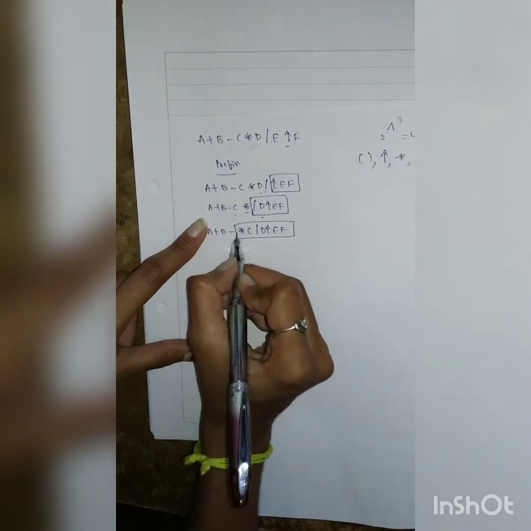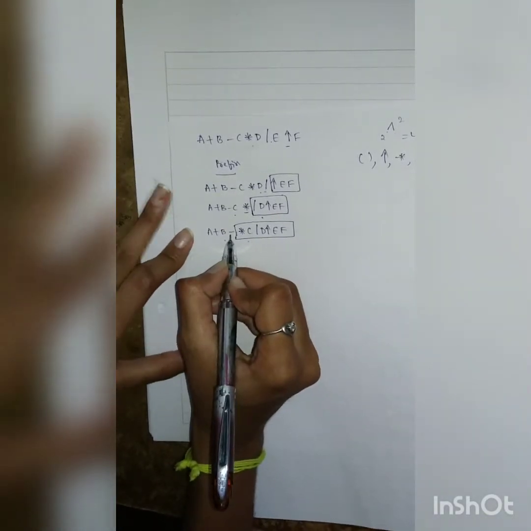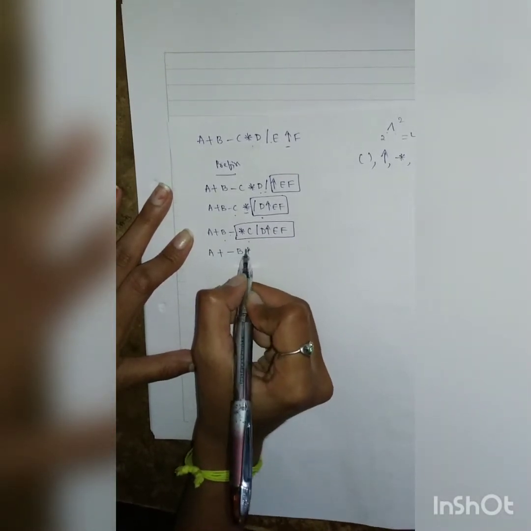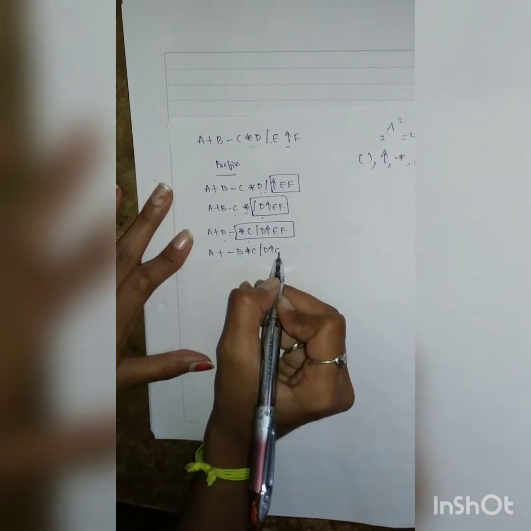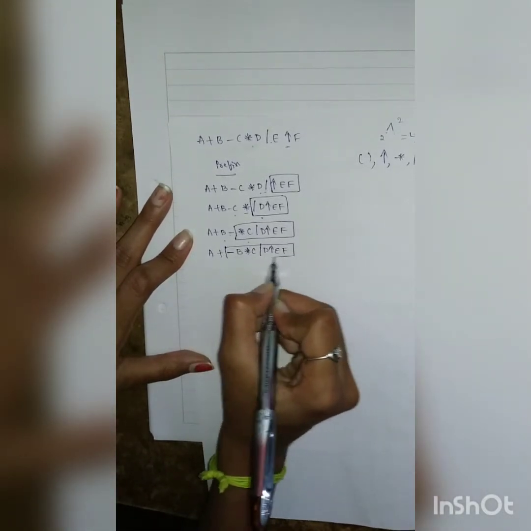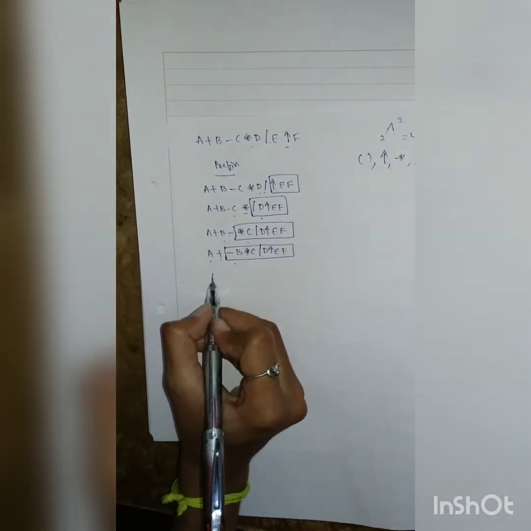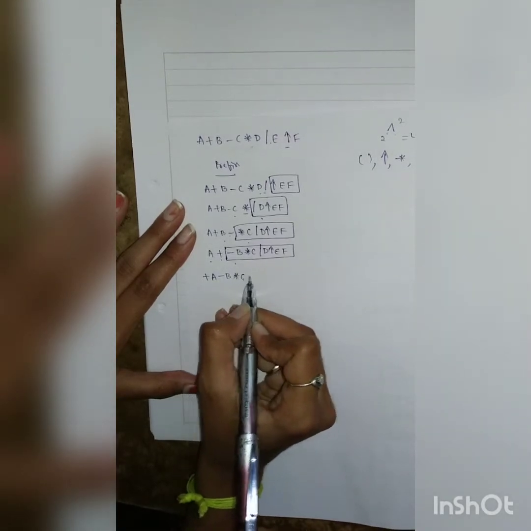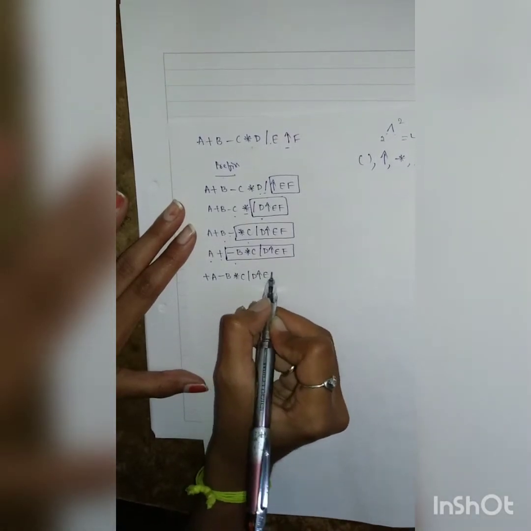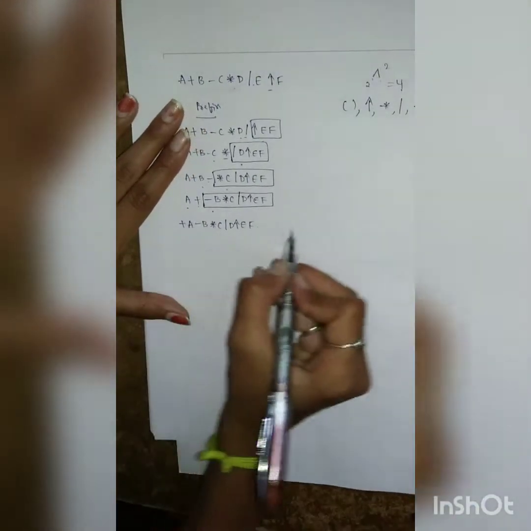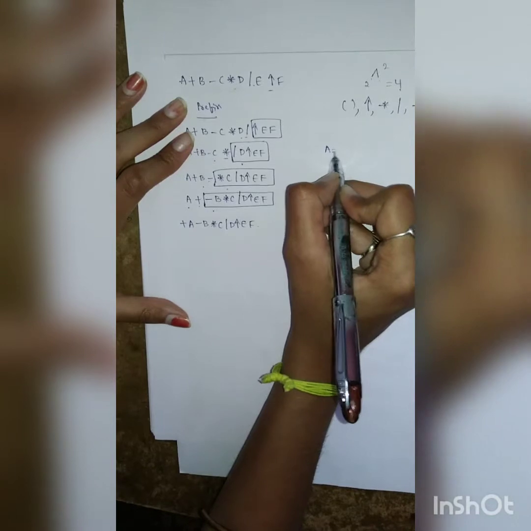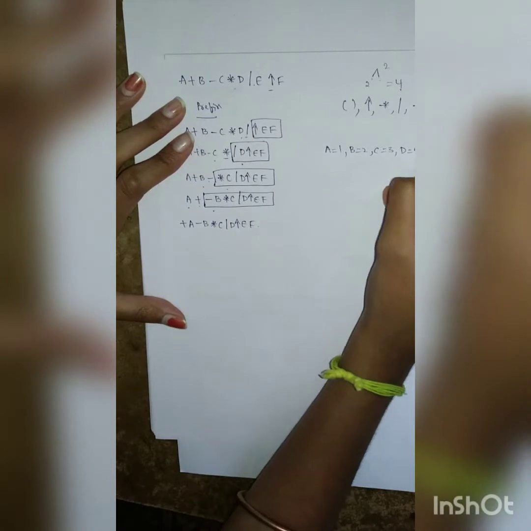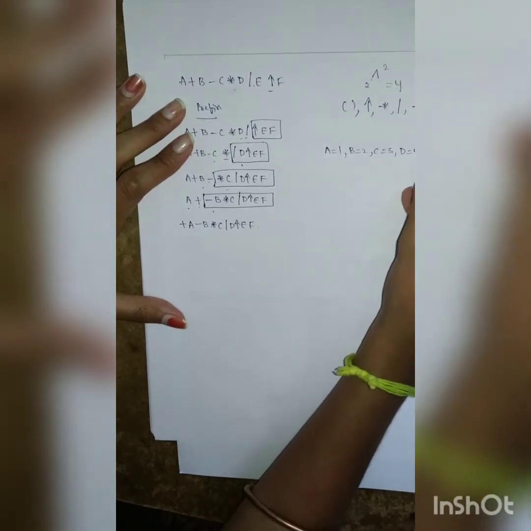Now the expression looks like this. In between minus is there. So A plus, minus coming before B star C slash D arrow E F. It looks like this, and plus is in between, so plus A minus B star C slash D arrow E F. Now let's take values as A equal to 1, B equal to 2, C equal to 3, D equal to 4, E equal to 5, F equal to 6.